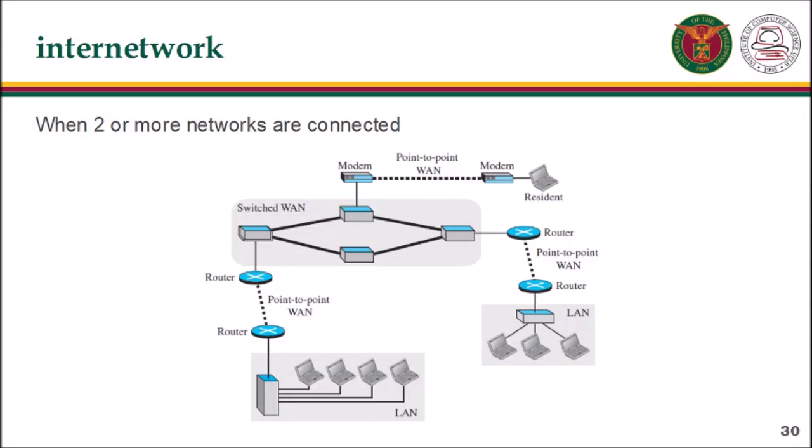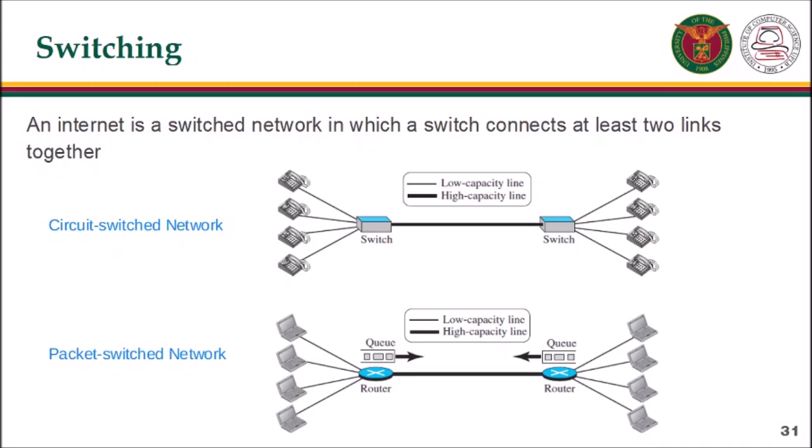When two or more networks are connected, they make an internetwork or internet. Take note of the small i. An internet is a switch network. Each switch connects at least two links together. A switch needs to forward data from a network to another network when required. The two most common types of switch networks are circuit switch and packet switch networks. We will discuss both later.